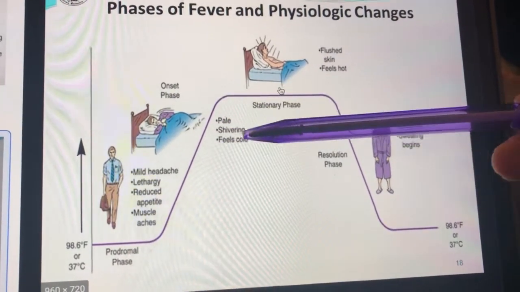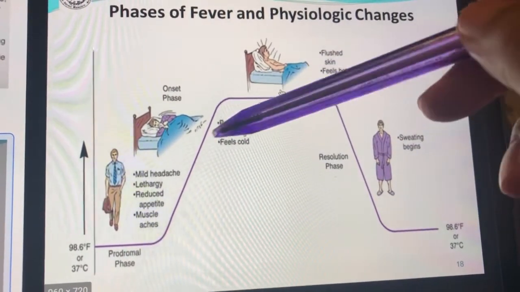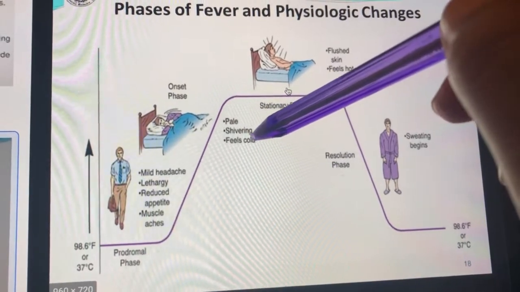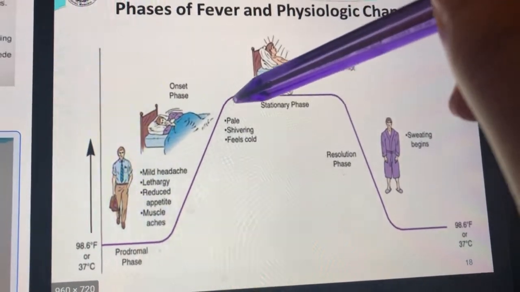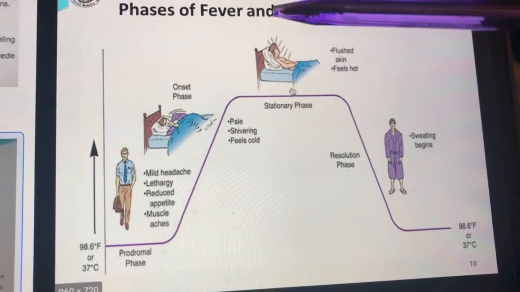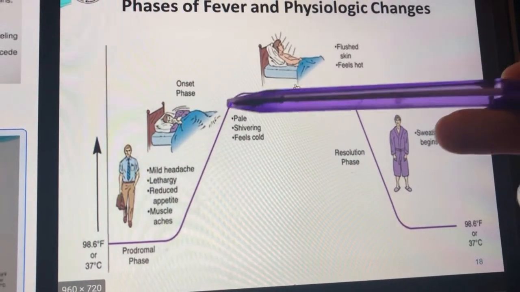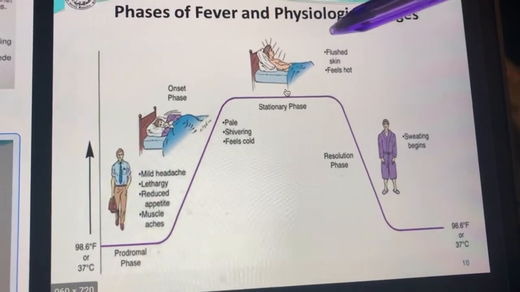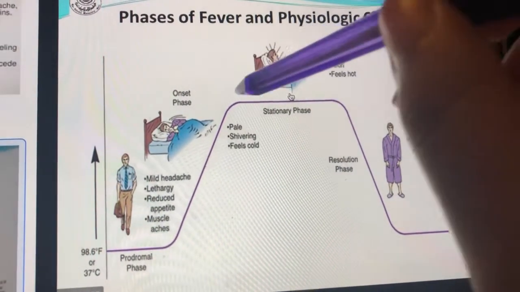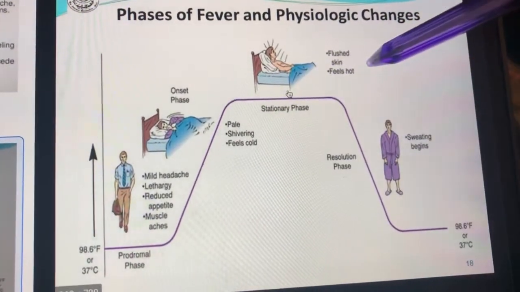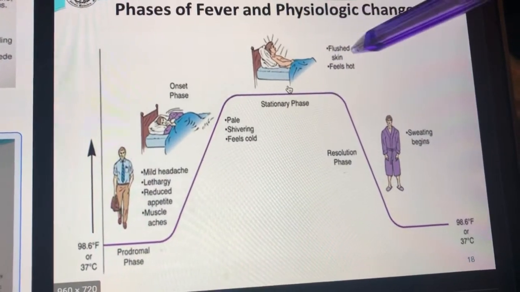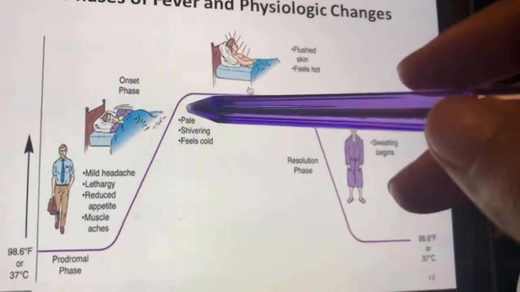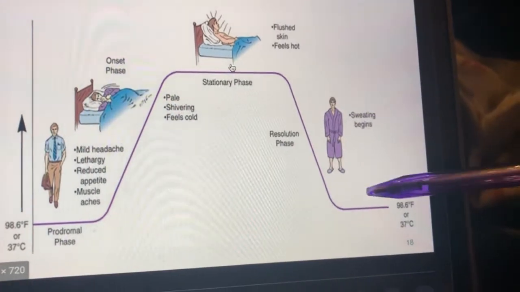In this onset phase, the patient will feel shivering, feeling cold, as well as start to look more and more pale. Then the fever will settle down a bit and it will go to a stationary phase, but here the patient is now at this stable constant temperature where they're still feeling hot and they still have flushed skin. Now the most important part is when the temperature starts to go down again.